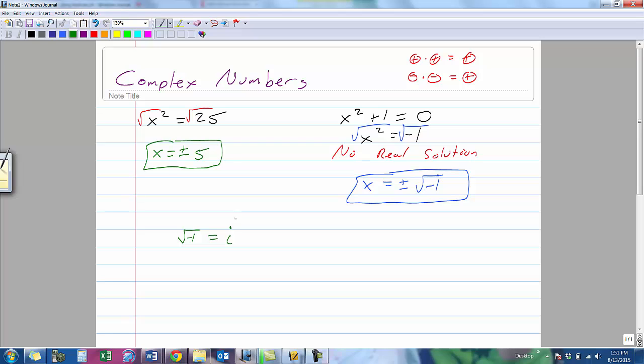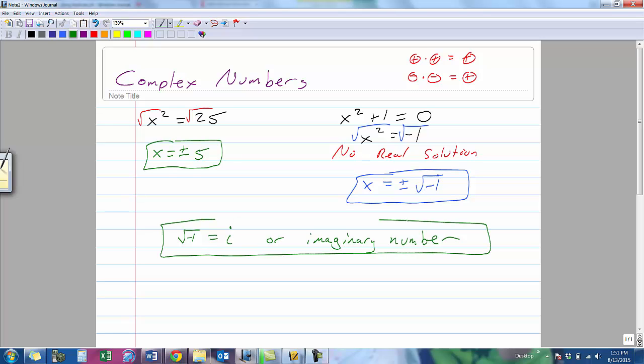Smith, did you just say a number i? I sure did. i is an imaginary number. All right, so the square root of negative 1 is also known as i, which brings us to a new family of numbers, complex numbers.